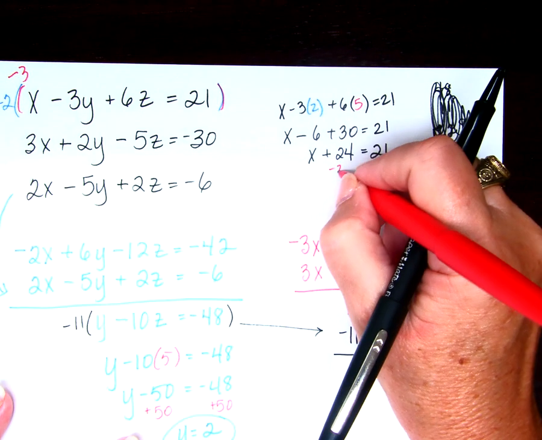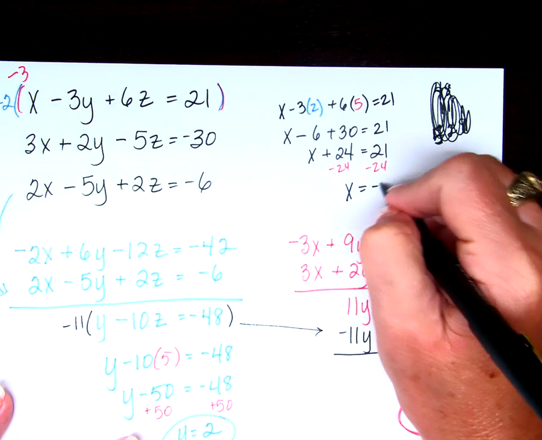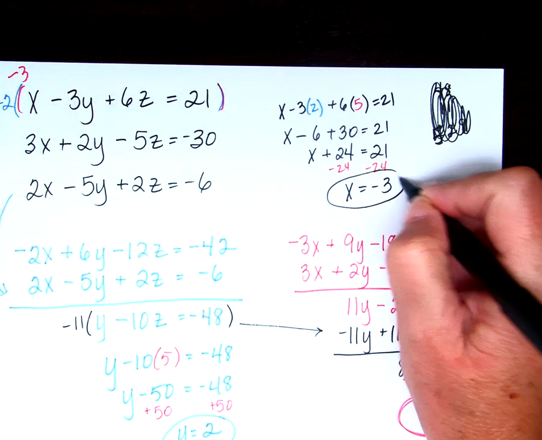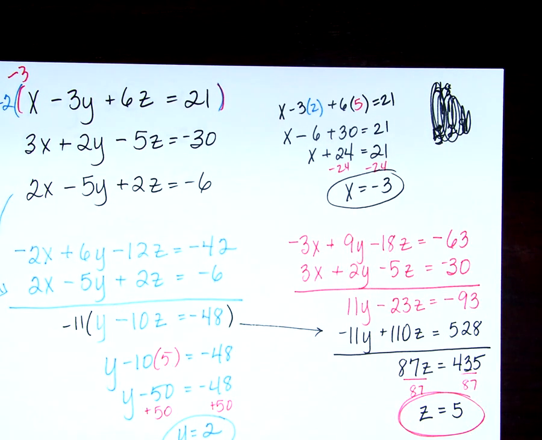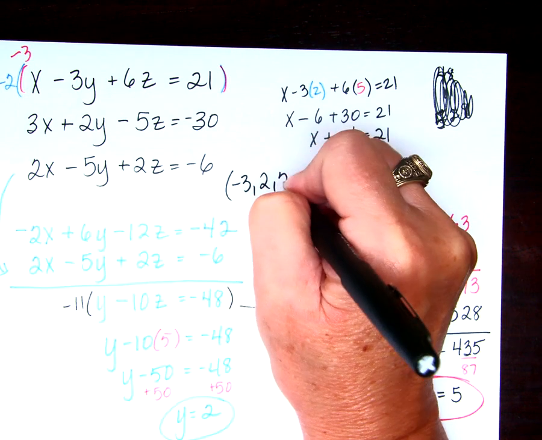So if I subtract 24 from both sides, very good. x equals -3. Now we know all three, so we should write it, right? We should write our answer in the correct way. What is it? -3, 2, 5.